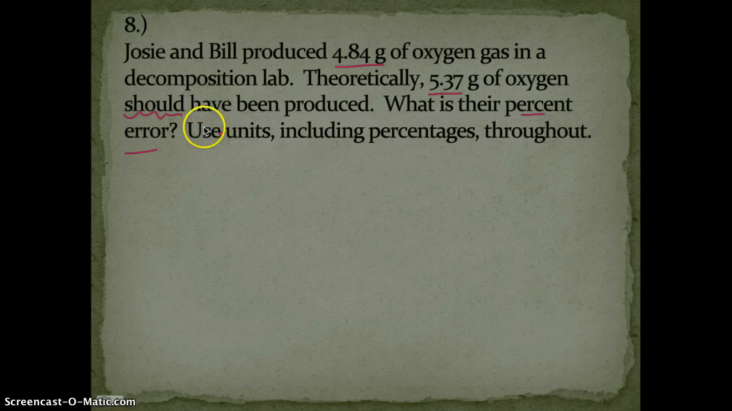So the first thing that we're going to need is a basic equation. Percent error is equal to the absolute value of the theoretical yield minus the actual yield. Those two things can be reversed because you're always taking the absolute value. That's going to be divided by the theoretical yield, and then multiplied by 100. That's going to give you your percent error.